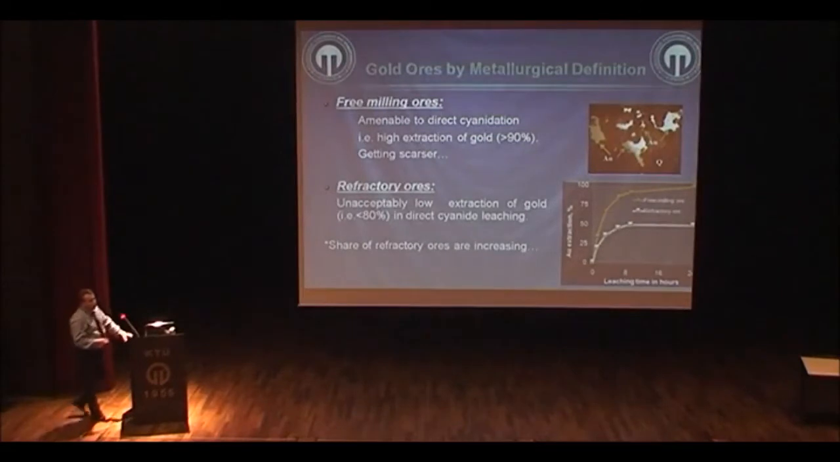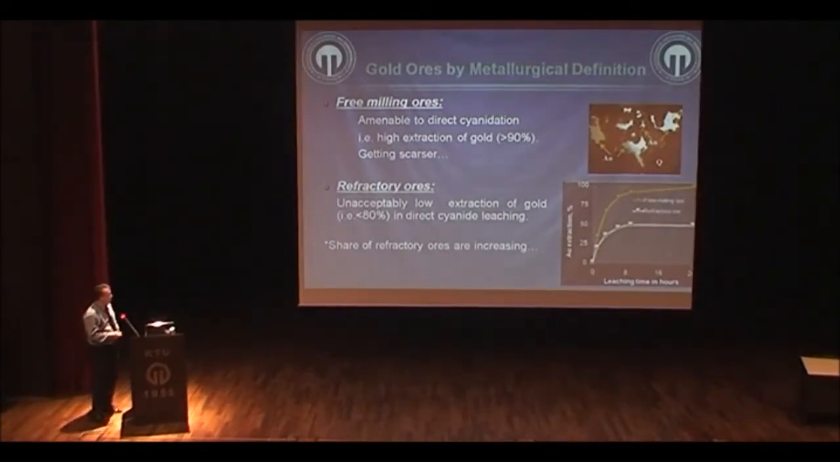Gold ores, from a metallurgical point of view, we classify as free milling ores and refractory ores. Free milling ores are easy to beneficiate and respond well to direct cyanidation, which means cyanide leaching after suitable physical pretreatment, like grinding down to 75 micron, and we can get high gold recoveries. That's why we call these particular gold ores free milling ores.